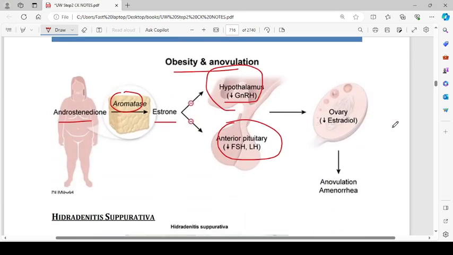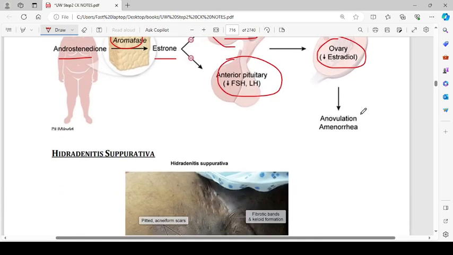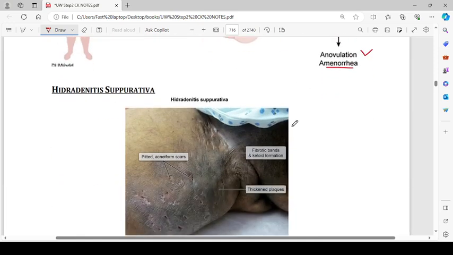Okay, so this will lead the ovary to decrease the production of estradiol, and as a result there will be anovulation and amenorrhea. Then we have hidradenitis suppurativa.